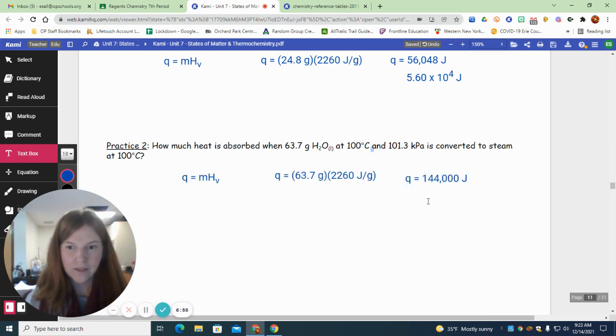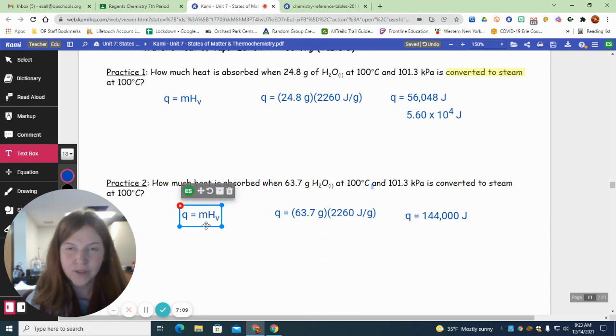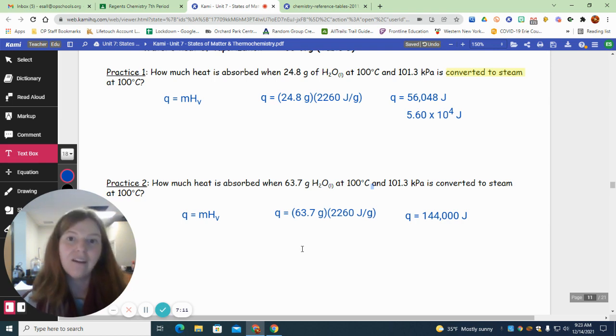Hi, welcome back. So our answer here, 144,000 joules. Again, I rounded that to match the 3 significant figures that were in the mass. Okay. When do we use this formula? Q equals mH sub V. We use this formula anytime we are boiling or condensing.